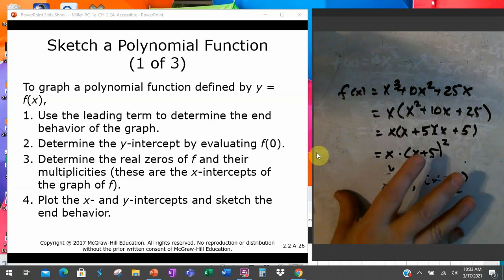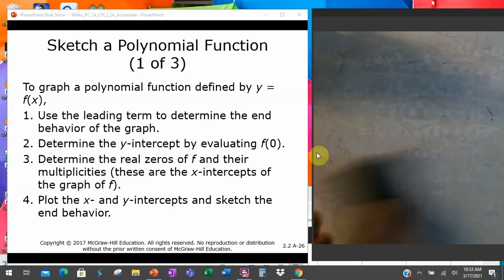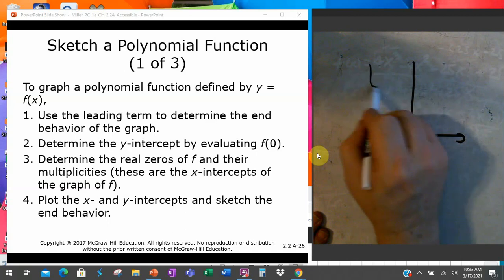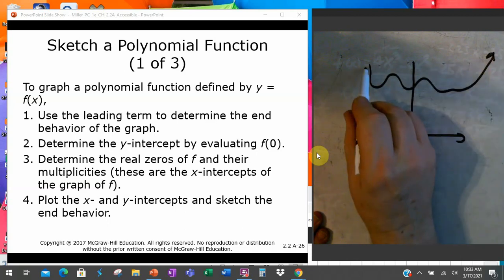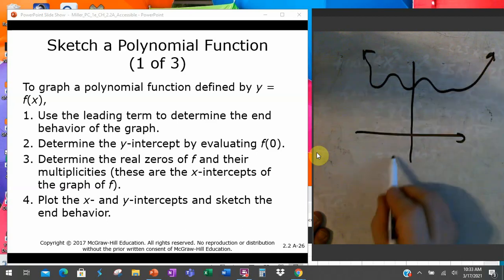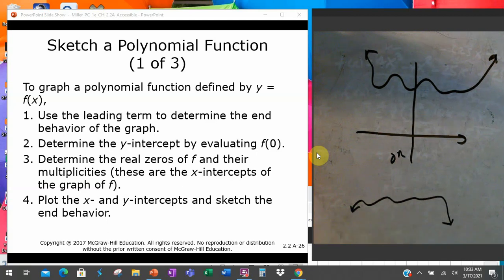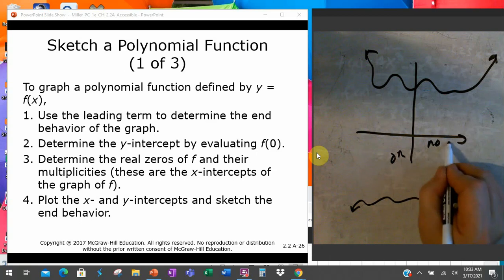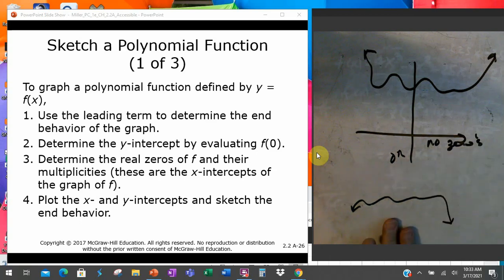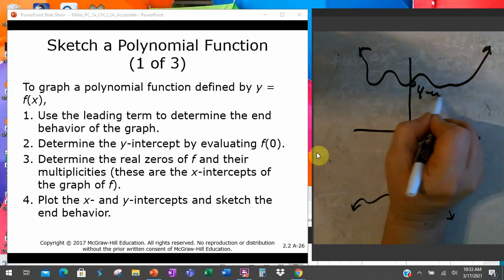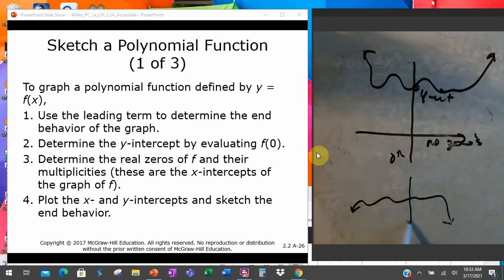Polynomials do not have to have x-intercepts. You can have this thing doing all kinds of stuff like this, or all down here like this. So I can have all of this, no zeros. But I'm always going to have a y-intercept. Let's do this like this, y-intercept. I'm always going to have a y-intercept on a polynomial.